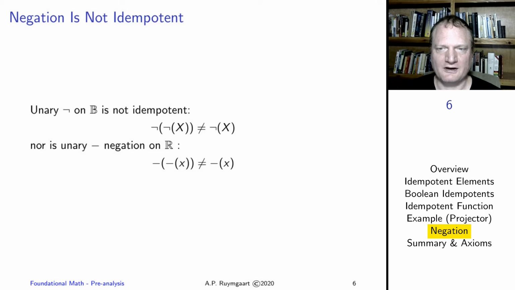Let's take a quick look at the unary function of negation. We saw that both binary operations on the Boolean domain are idempotent, so we might be inclined to think that negation might be as well. However, this is not the case. So let's try it. In order for a unary function to be idempotent, f of f of x must equal f of x. And in the case of negation, not not x does not equal not x. Therefore, negation is not idempotent, and it is not idempotent on real numbers either.